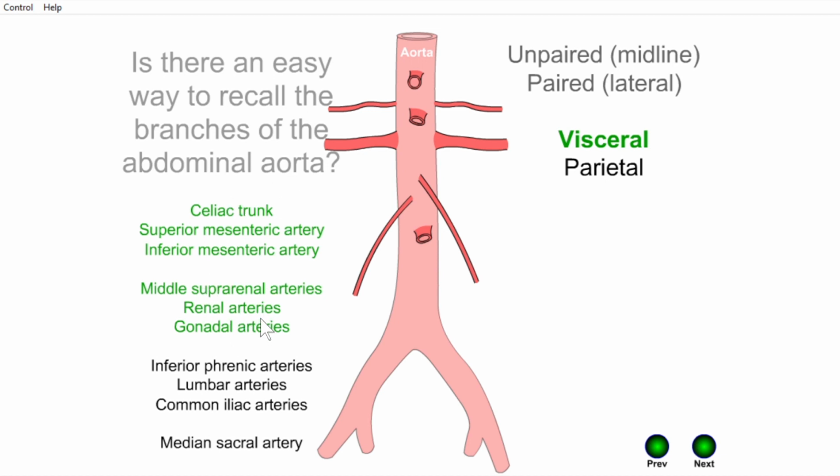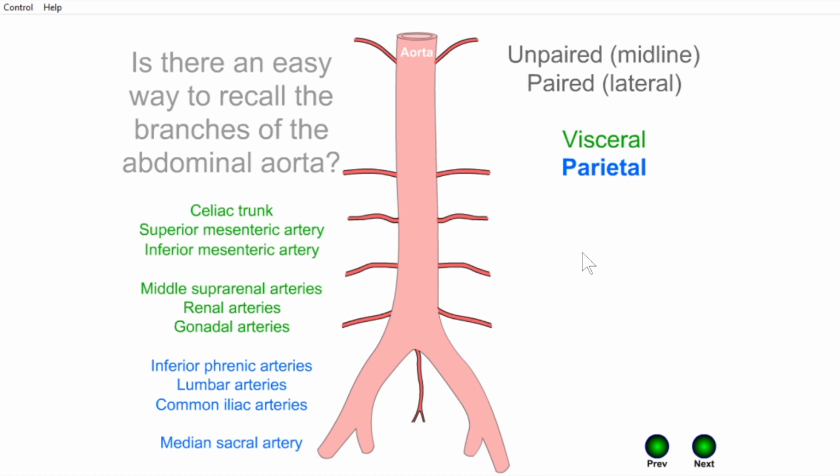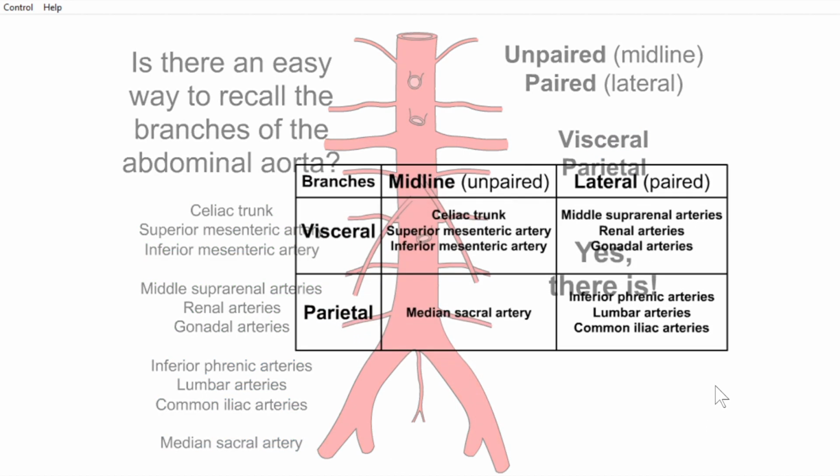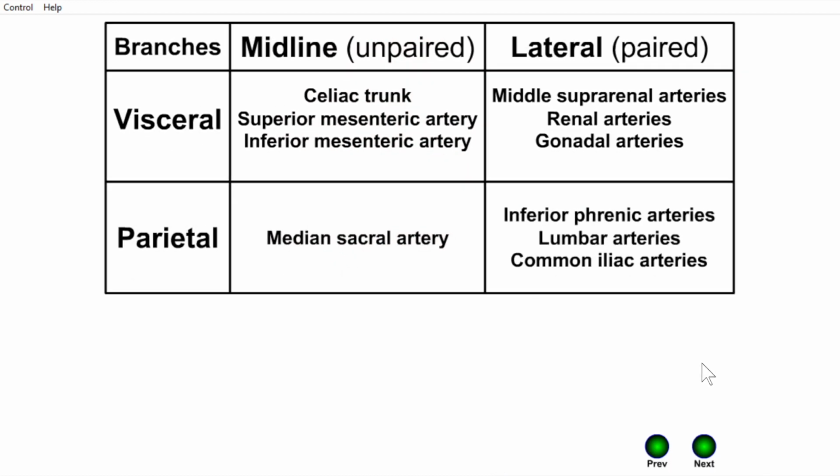If we could take these ways of organizing the arteries and put them into a grid, a 2x2 matrix, we could actually make most sense of it all. And so to answer the question, is there an easy way to recall? I've tried to show you at least, yes, that there is at least one easy way to do that. And to do that now, let's look at the whole grid and let's build up this matrix one by one.